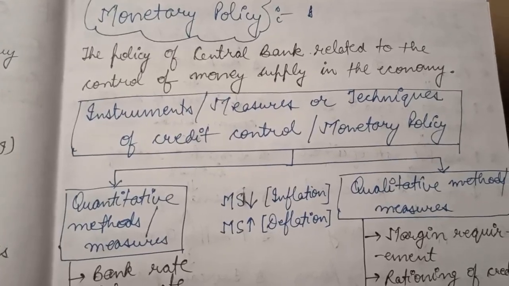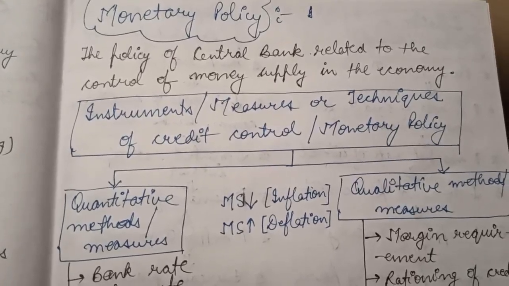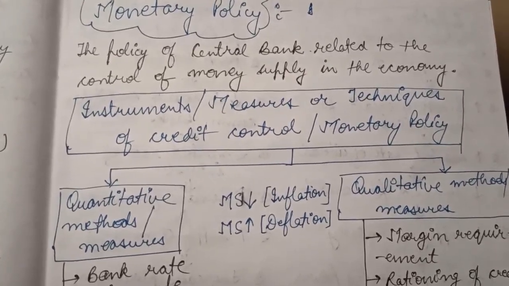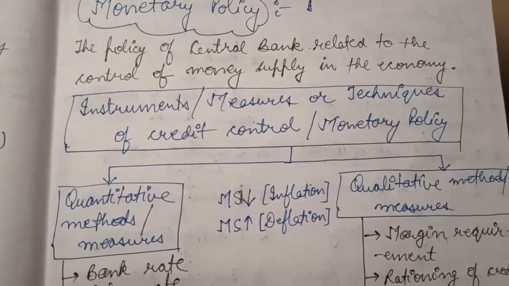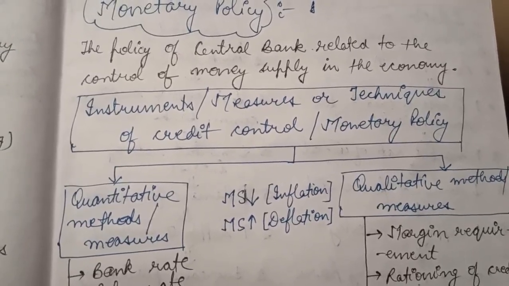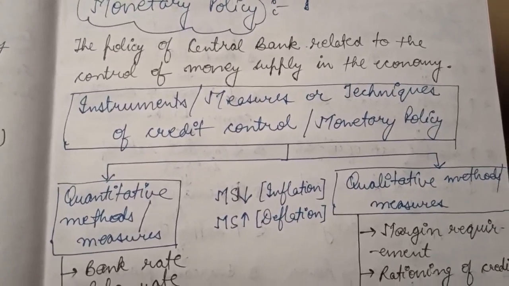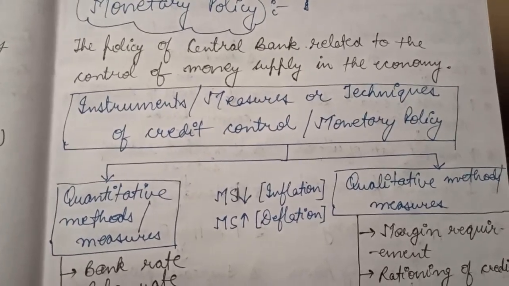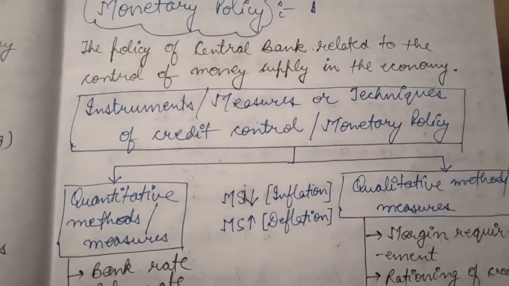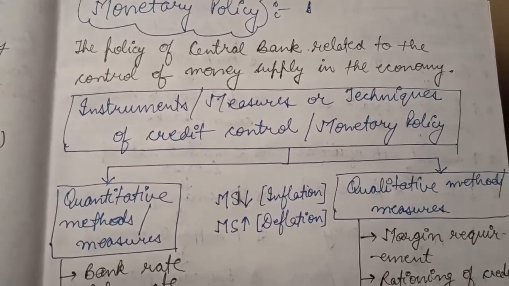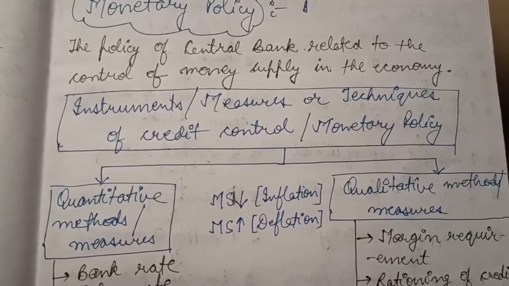Hello everyone. In the previous video, we studied the functions of the central bank, and among that, the last one was the control of credit. So now we have to continue with that function. According to that function, the RBI, or the central bank of a certain country, has to perform the function of a controller of credit or the controller of money supply in a particular country.